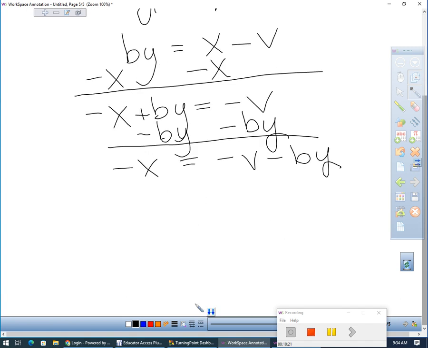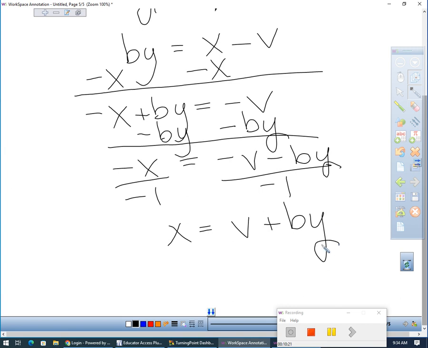Is x by itself yet? Yes. We need to divide by a negative 1. So on this side, we get a positive x. When we divide by a negative 1, we're going to get a positive v and a positive by. Yeah, because it's negative, there's that magical 1 that's always hanging out right here. Okay? It's invisible, yeah.